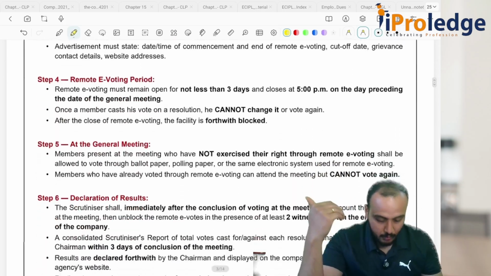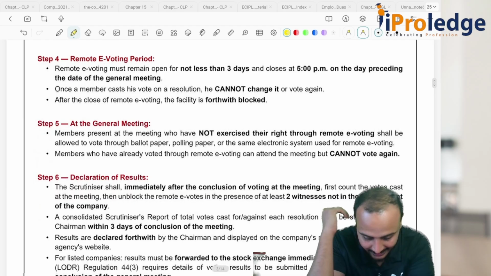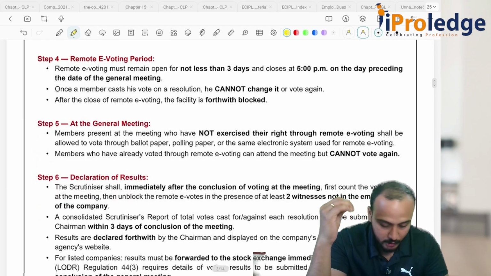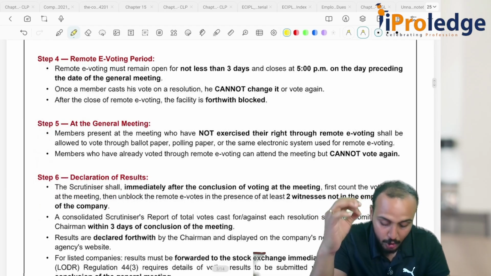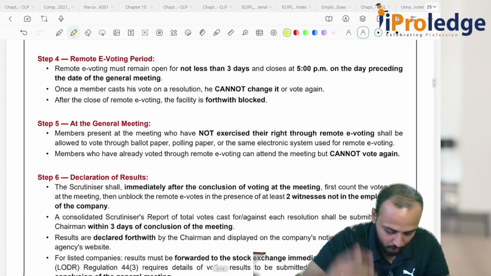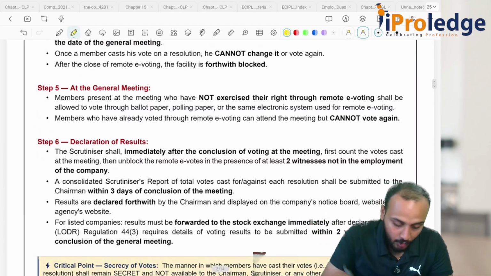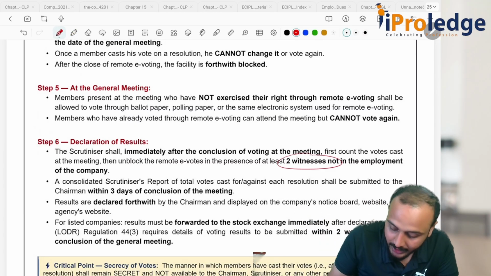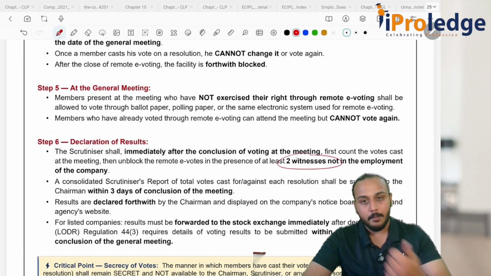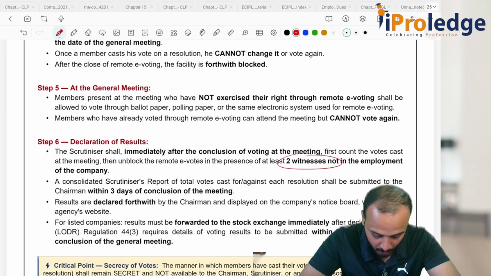Then moving to step 5, simple: members present at the meeting who have not exercised their right through remote e-voting shall be allowed to vote through ballot paper or polling paper on the same electronic system used for remote e-voting. Then the declaration of results will happen. But here, what is important? Two witnesses, not in the employment of the company. There can be a question even just based on this provision.